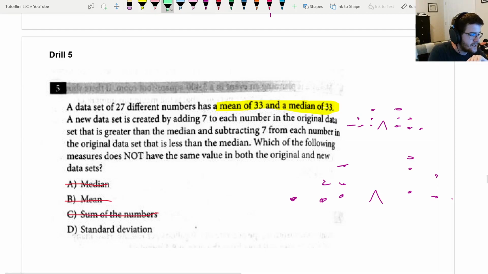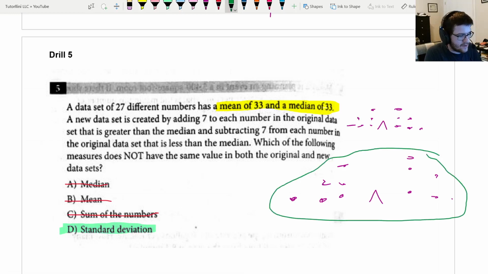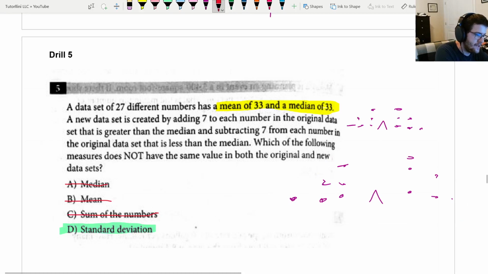The only thing that's not going to change is the standard deviation. So you see the standard deviation, this one is more spread out. This new data set is more spread out, so it's going to have a higher standard deviation. So the answer is D.